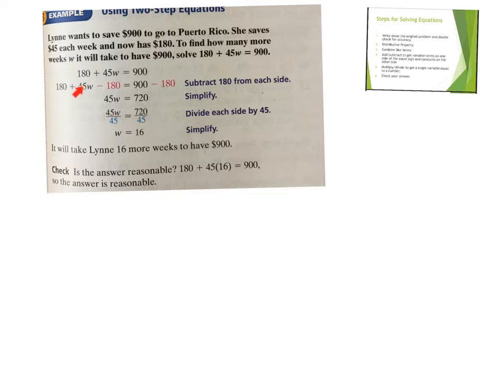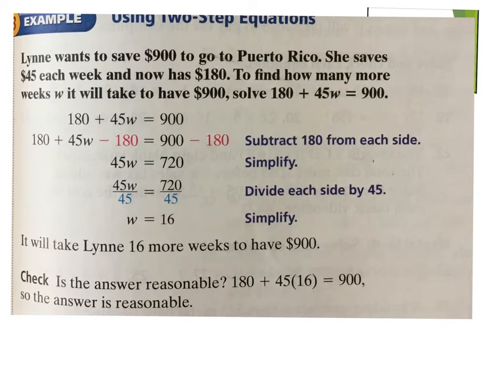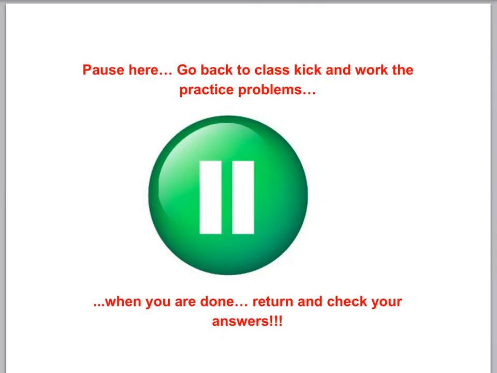And we can see here, start out by subtracting. So again, there's no like terms to combine, no distributive property. Subtract that 180 from both sides. There we go, make it a little bigger for you. And then we're going to divide off 45. And we find it's going to take 16 more weeks until she'll have enough money. All right, so once again, pause. Head into class kick, work 1, and come back here to double check.